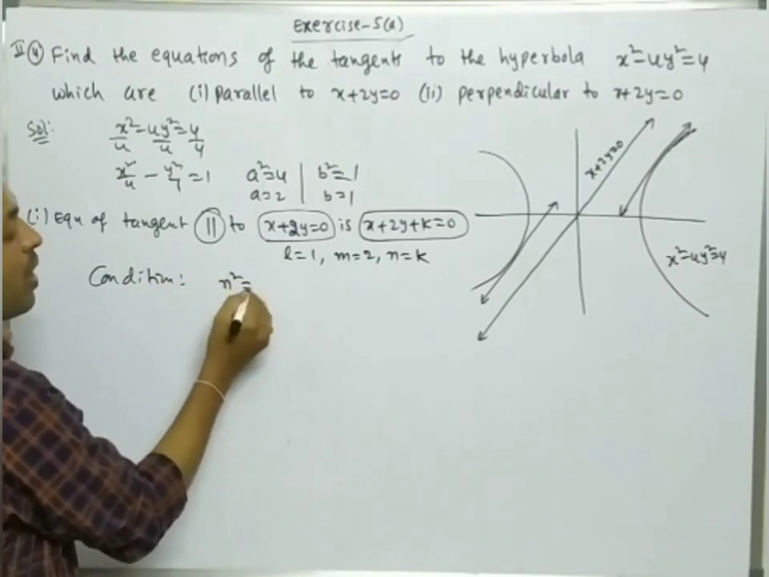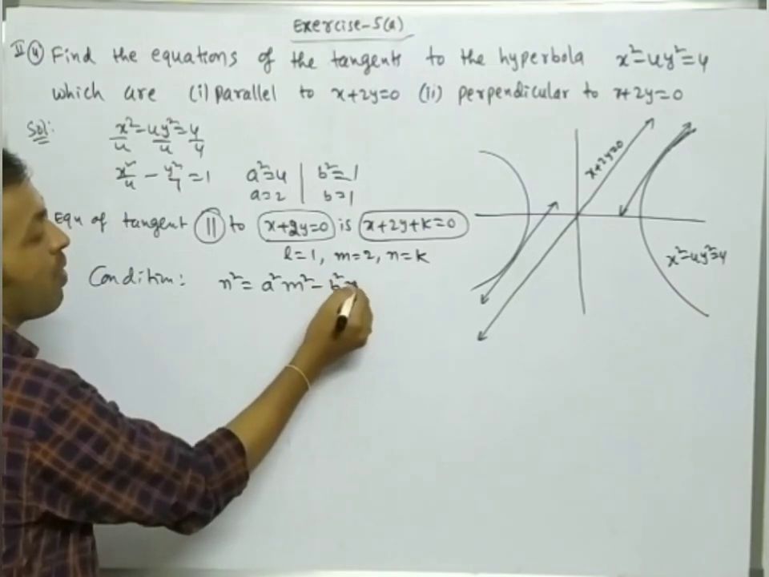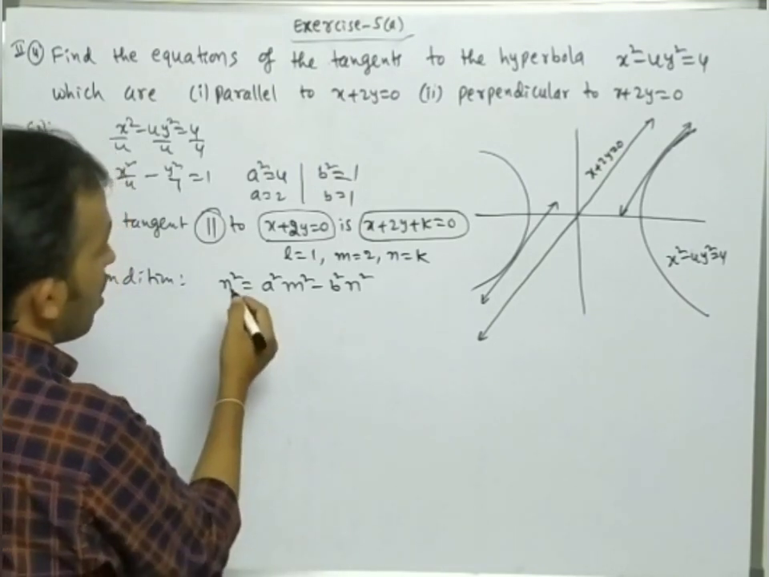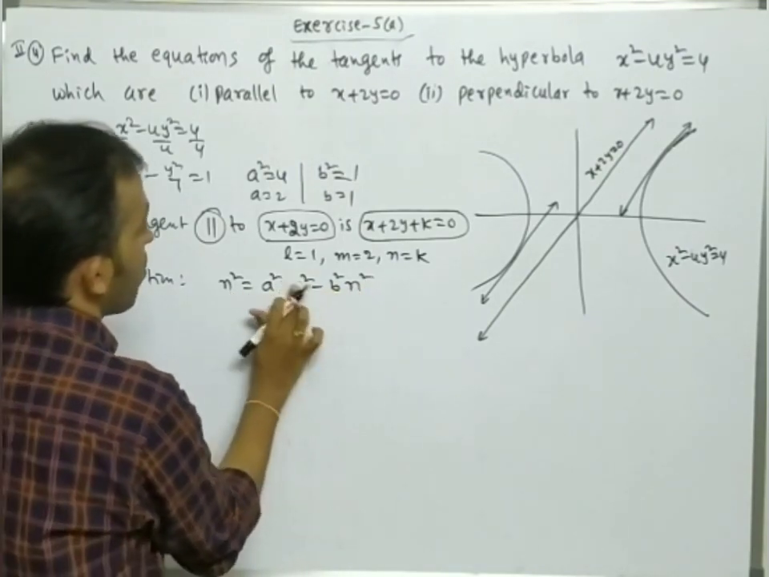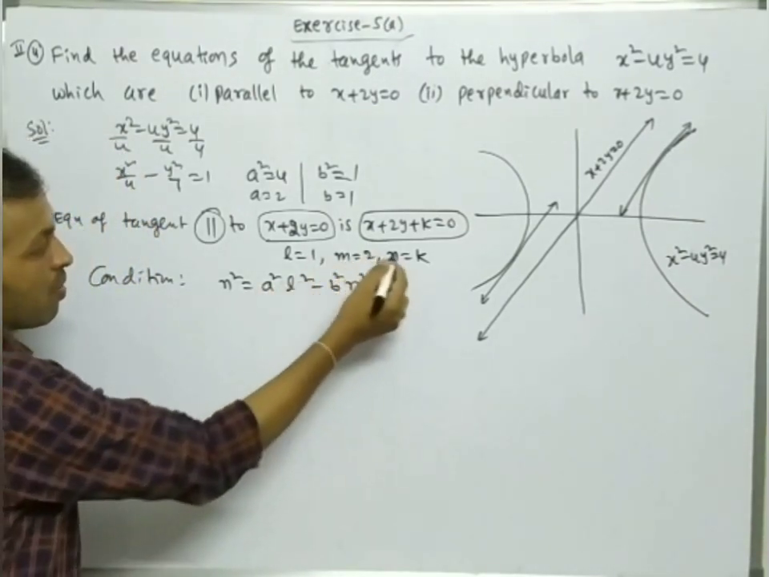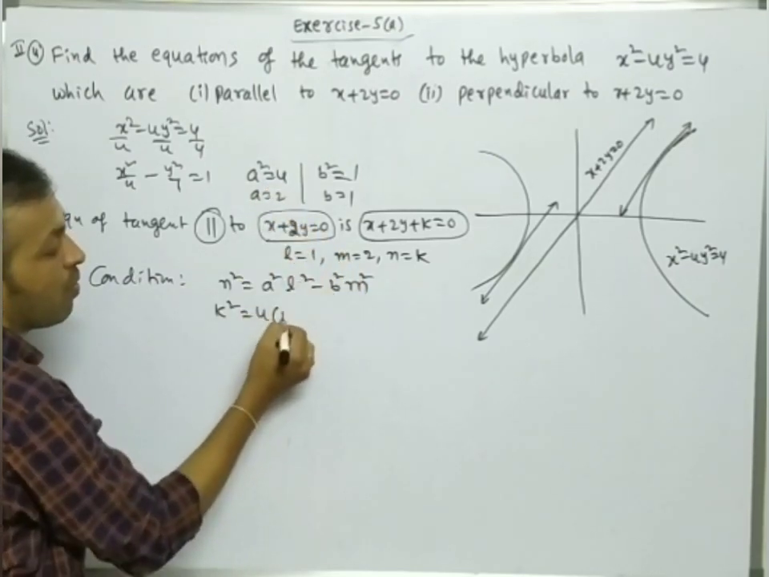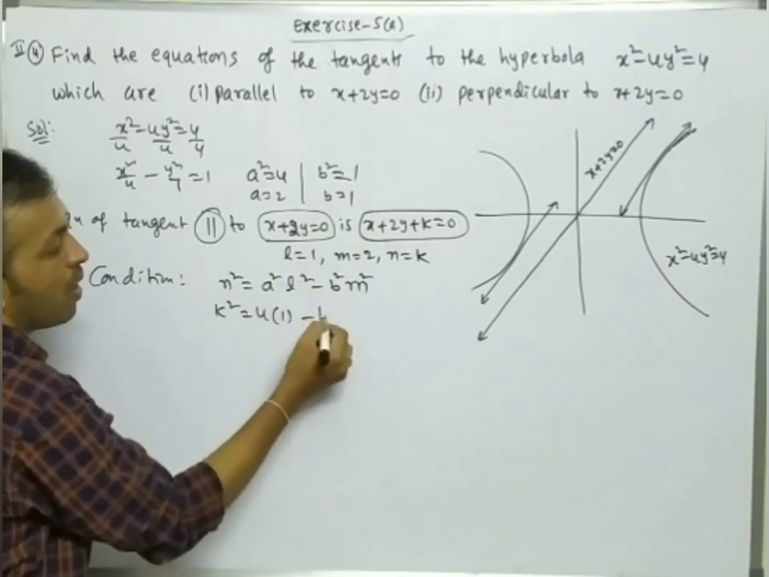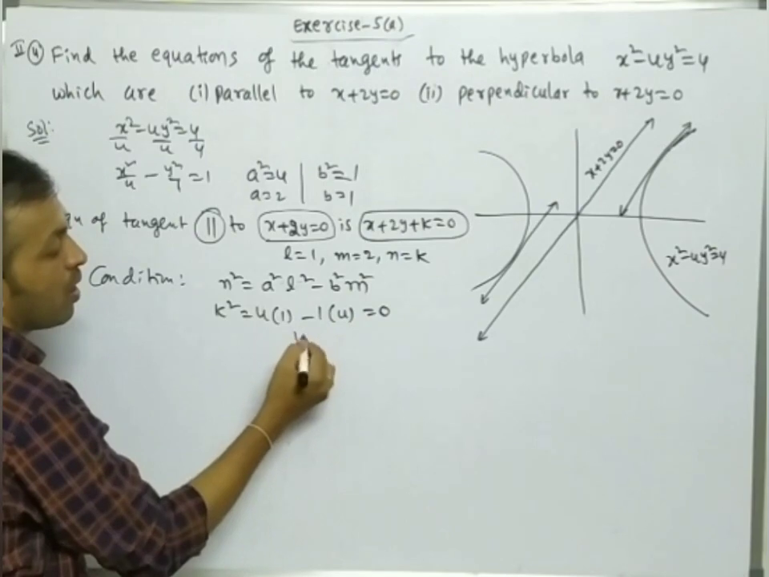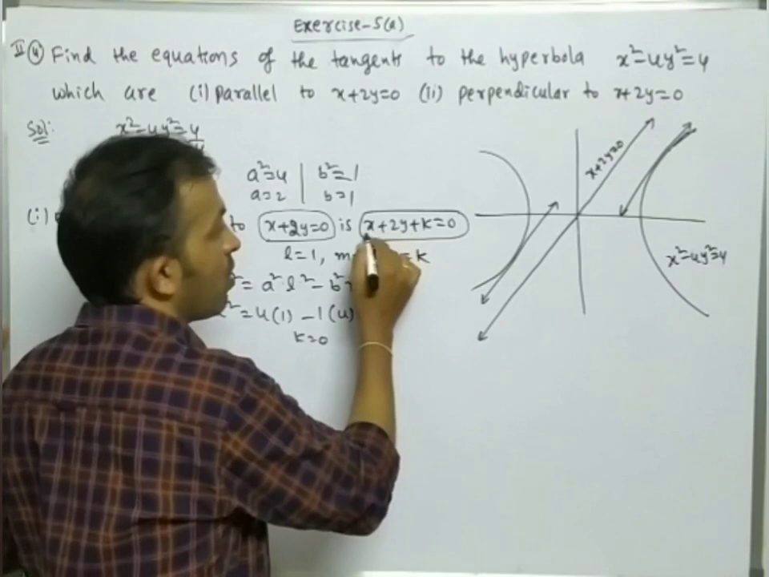Condition for tangency is n square is equal to a square l square minus b square m square. What is n square? k square. a square is 4, l square is 1 square, minus b square is 1, m square is 2 square, that is 4. So 4 minus 4 is 0, then k is equal to 0. So we substitute k is equal to 0.